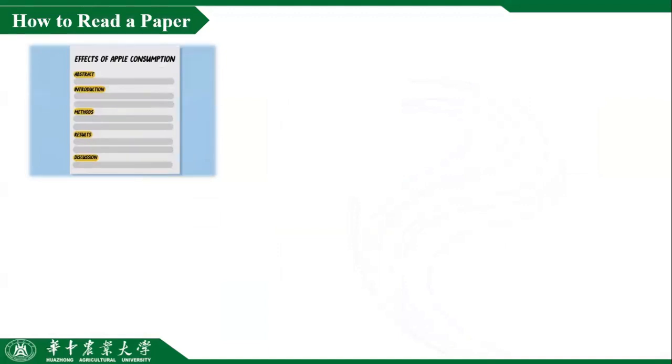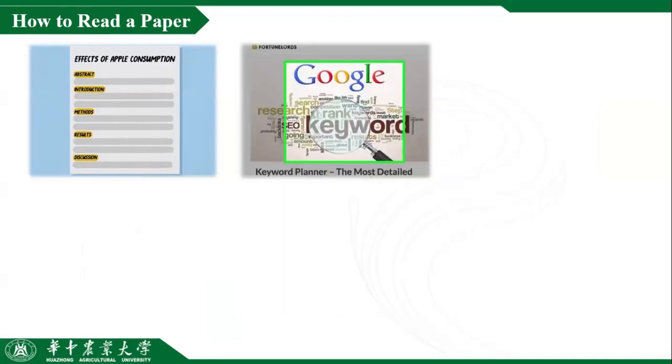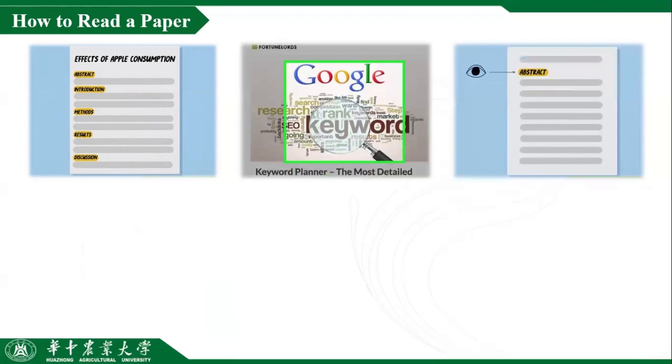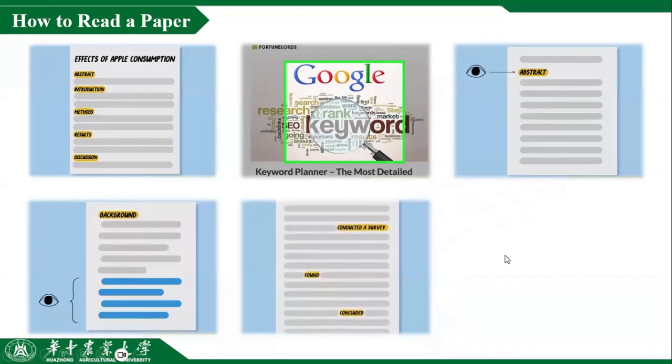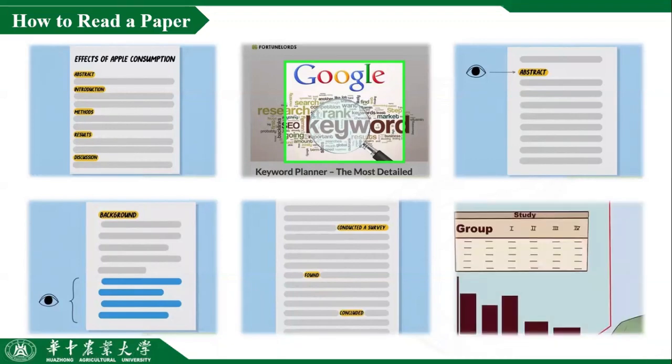Also, we gave a few tips about how to read your paper. First is to familiarize yourself with the structure of the paper. Second is to use the keywords to search. Third is to focus on the abstract. And then is to go down to the final paragraph of the introduction. And then is to focus on specific words during your reading. And finally is to extract the information from the tables and from the figures.